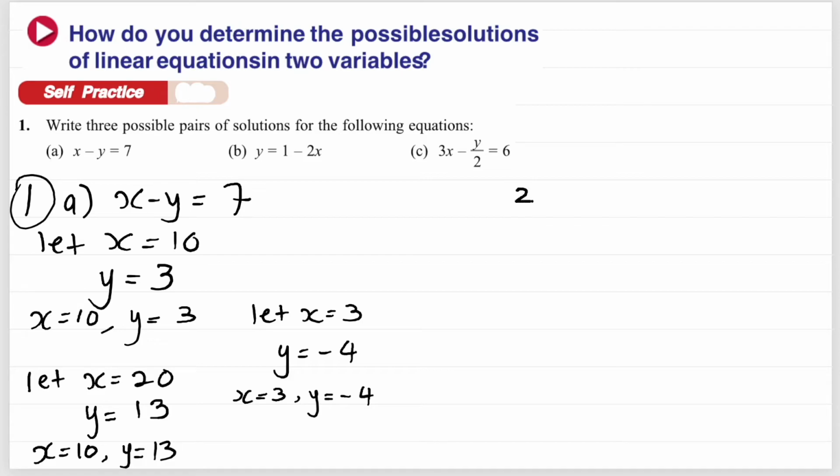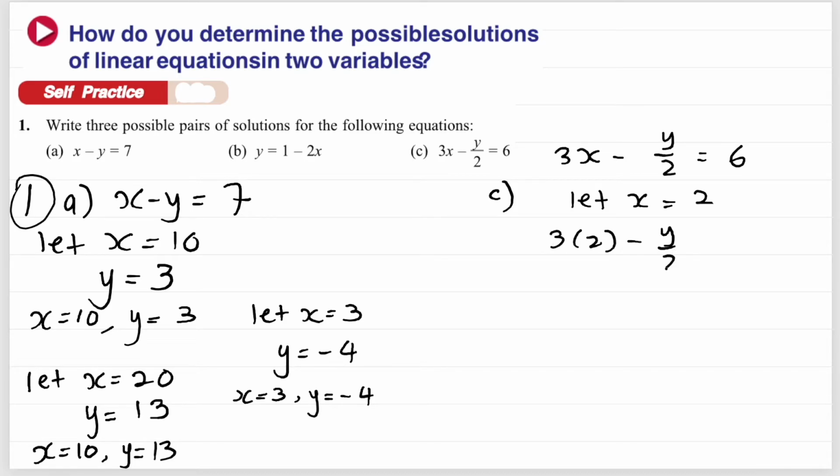Okay, tengok nombor 2 lah. Nombor 2 pula. Tengok C lah. Okay, so you have 3x minus y over 2 is equals to 6. Okay, so first you let dulu. So let x equals to, ambil nombor yang senang, 2. Okay, so bila you masukkan 2 dekat sini, you akan dapat 3, 2 tolak y over 2 sama juga dengan 6. So 6 tolak y over 2 sama juga dengan 6.